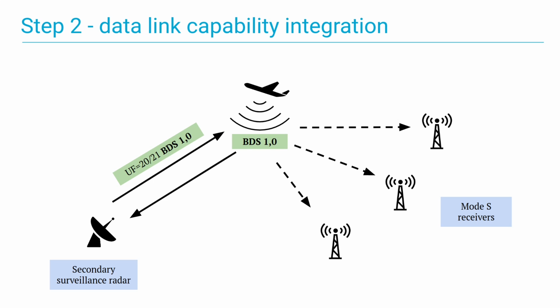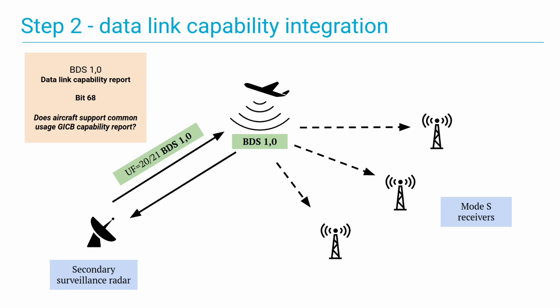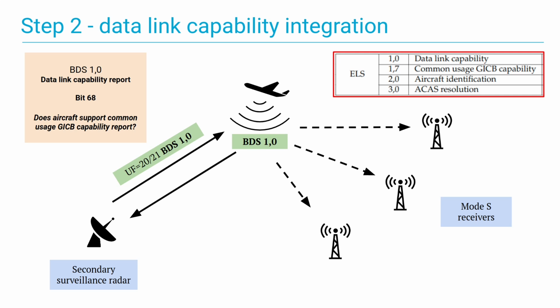In step 2, the radar interrogates the data link capability report with BDS 10 code using an uplink format 20 or 21. In the reply message, in bit 68, the radar can find out whether the aircraft supports the downlink of common usage GICB capability report. Remember, both of these messages belong to Mode S elementary surveillance.